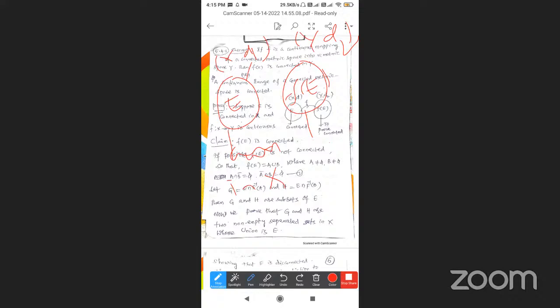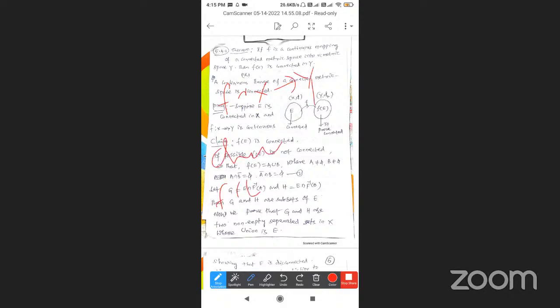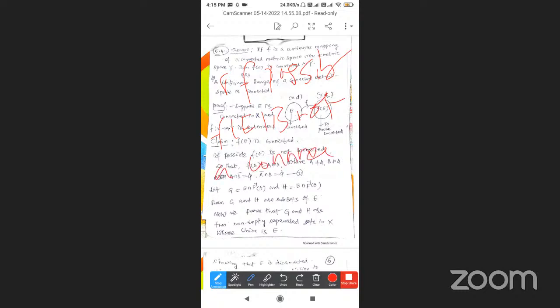So we claim that f is a mapping from X to Y which is continuous. Claim: f(E) is connected. If possible, suppose I am wrong, that is, f(E) is not connected. Now what is not connected?